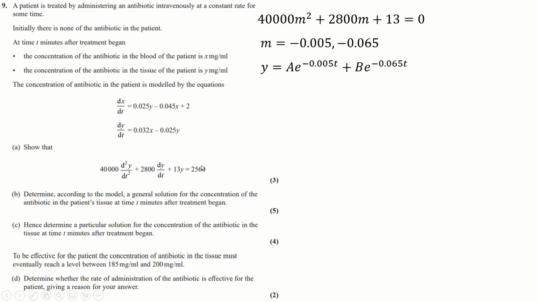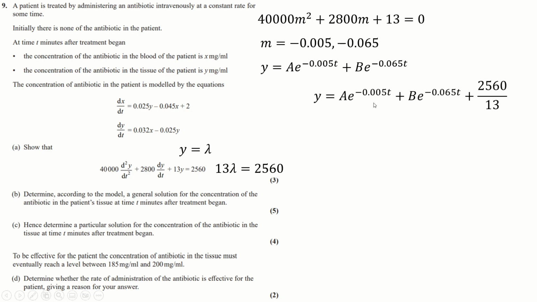Oh, and then we have to, of course, consider the 2560. Now that's just a constant number, so we'll just need to use something of the form y equals k or y equals lambda or whatever. But of course, when we differentiate that, we get 0. So when we substitute this into this equation here, we're just going to get 13 lambda equals 2560, which gives you lambda is 2560 over 13. And we can just add that on to our complementary solution here, and we'll get the general solution there, which is good.